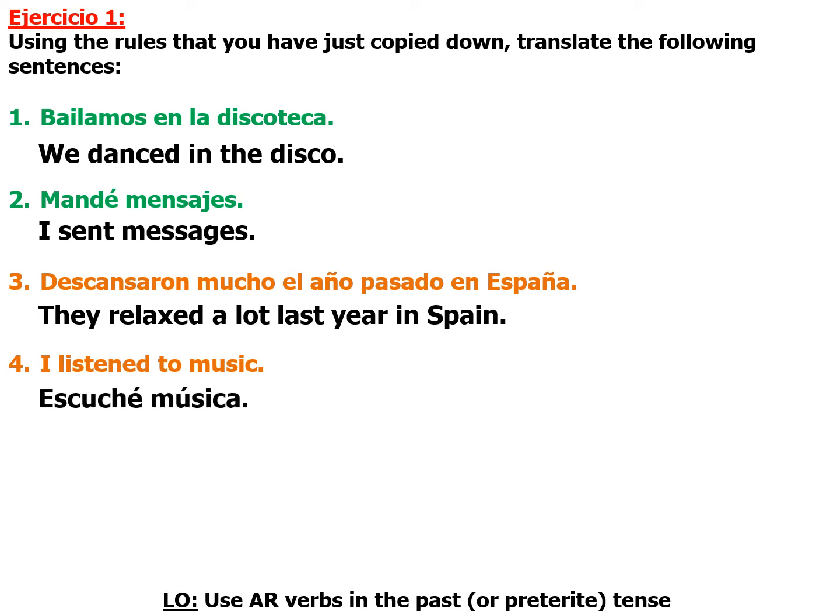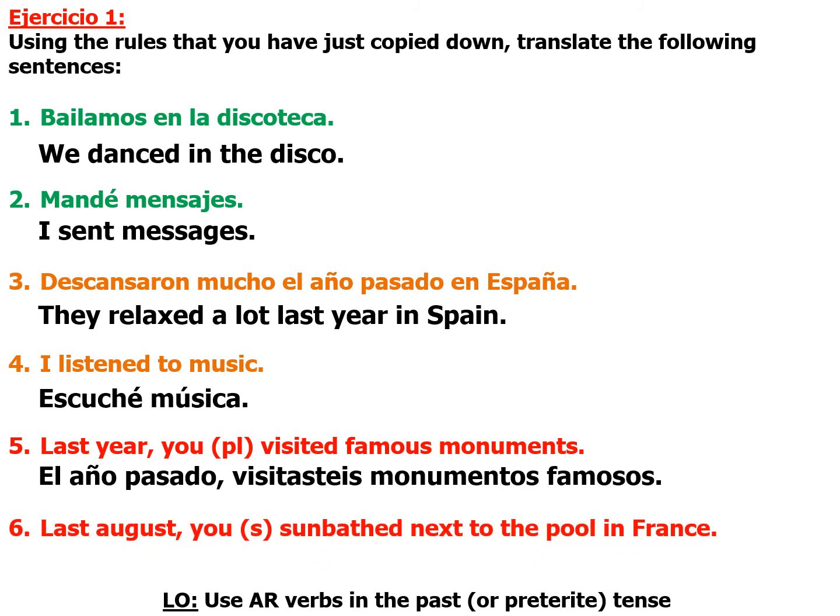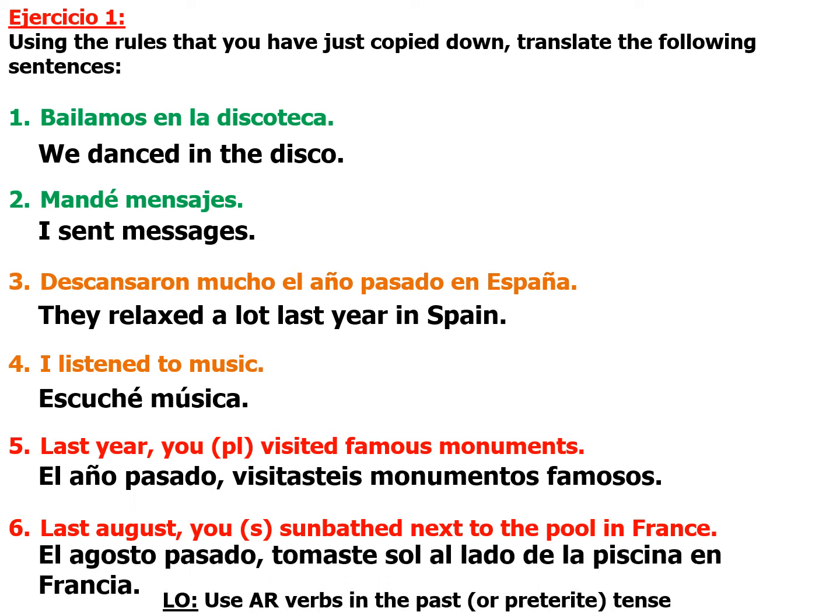Escuché música. Número 5. Last year you, plural, visited famous monuments. El año pasado visitasteis monumentos famosos. Número 6. Last August you, singular, sunbathed next to the pool in France. El agosto pasado tomaste sol al lado de la piscina en Francia. Tick all the ones you got correct. Make sure you correct all the ones you got wrong. Note down any new vocabulary.